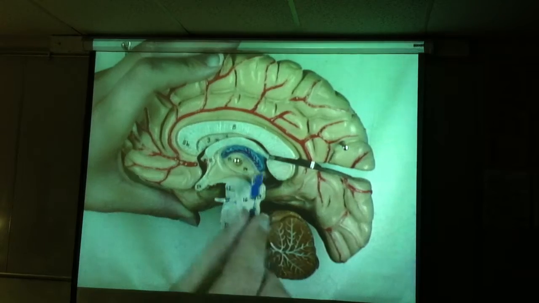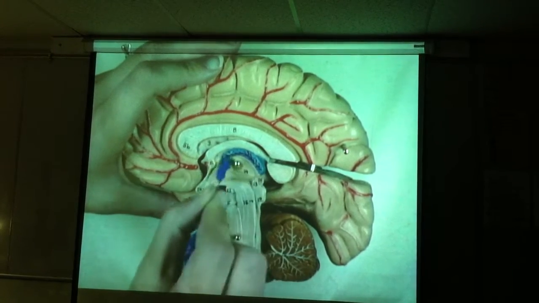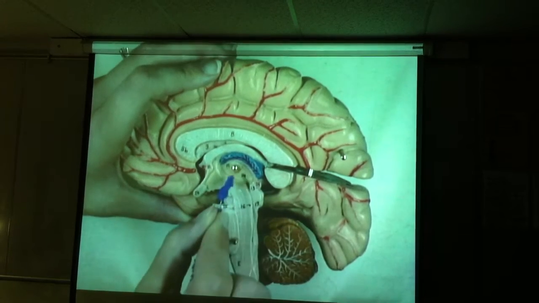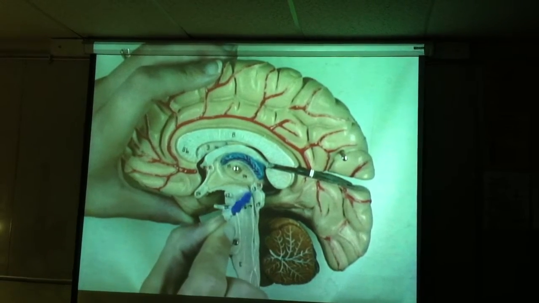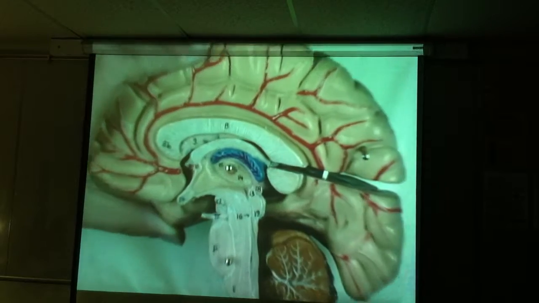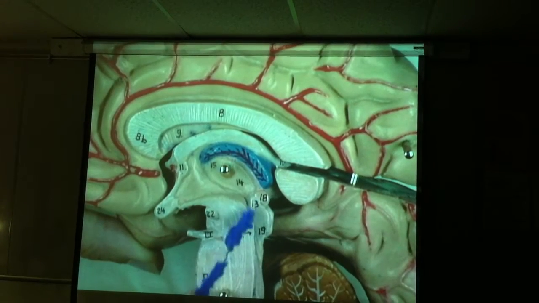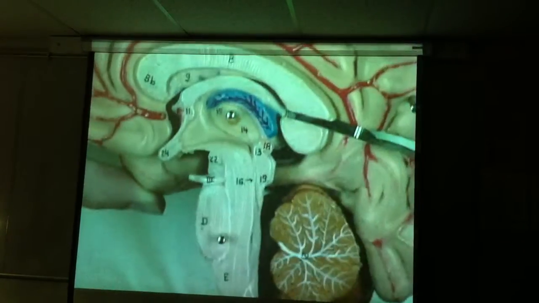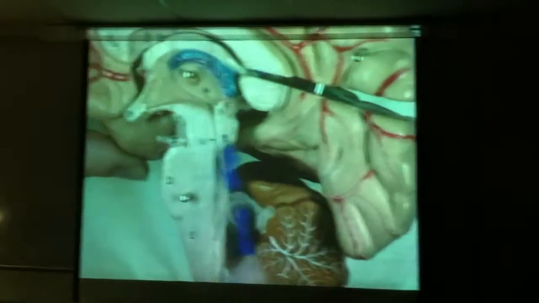Okay, this is our choroid plexus right here, our thalamus, hypothalamus, the pineal gland, the intermediate mass. 13 is our posterior commissure. 11 is our anterior commissure. Here is the corpora quadrigemina, or the tectal plate, corpora quadrigemina.